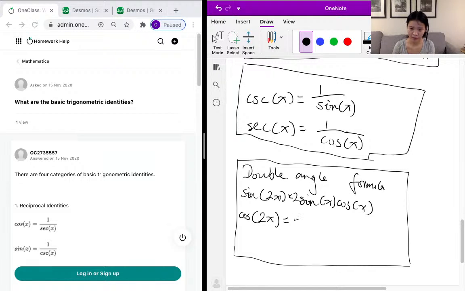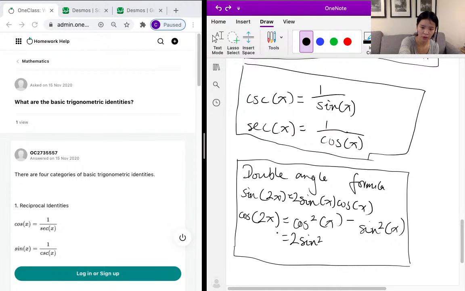Okay, so the cosine of 2x equals cos squared x minus sine squared x, and it also equals 2 cos squared x minus 1, and also equals 1 minus 2 sine squared x.